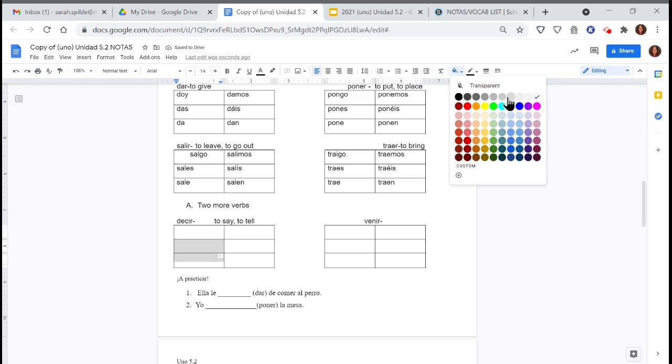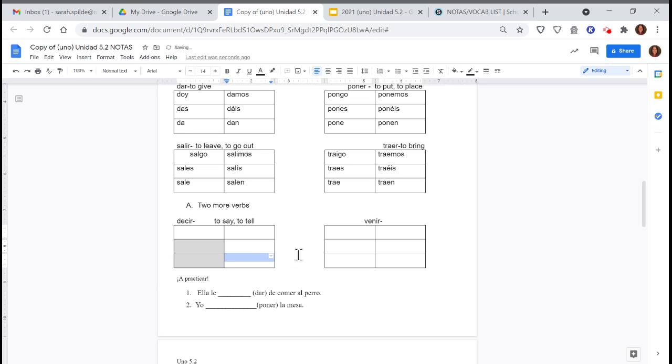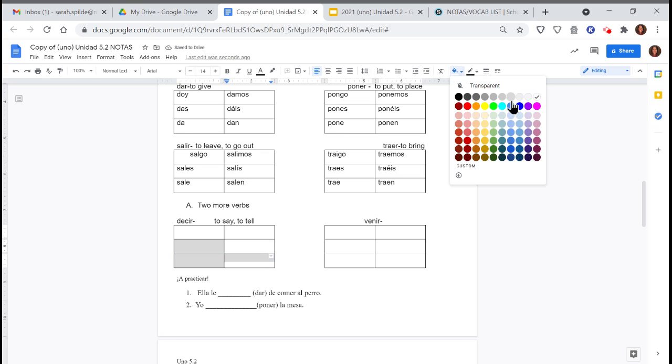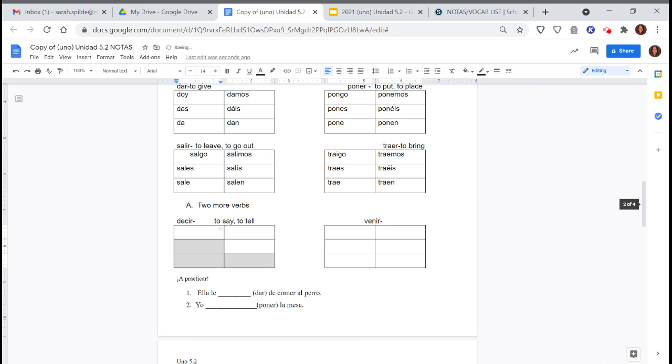Remember the boot, anything inside of the boot, we apply the spelling change. This is the same idea, except the yo form will be slightly different. So I'm not going to highlight this. Normally we have our boot, all of these forms here, but the yo form is kind of separate. So I'm going to take that out of that boot here. So digo would be the yo form of I say or I tell.